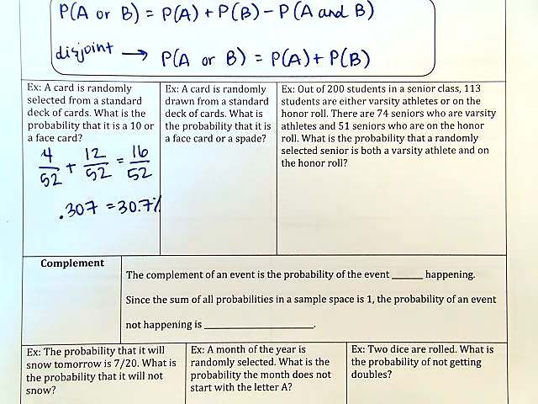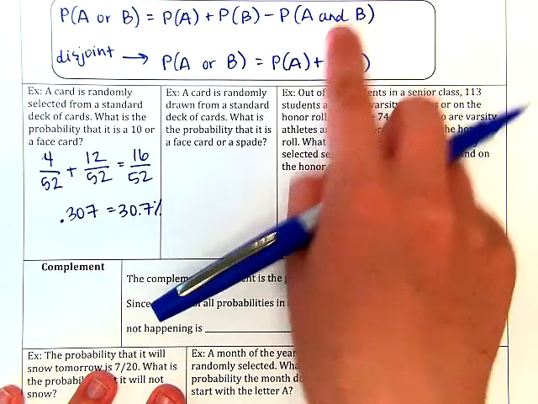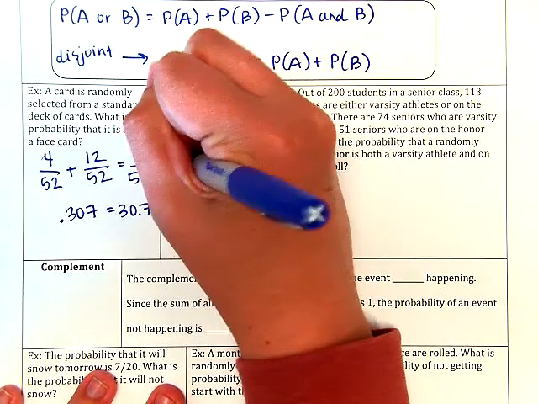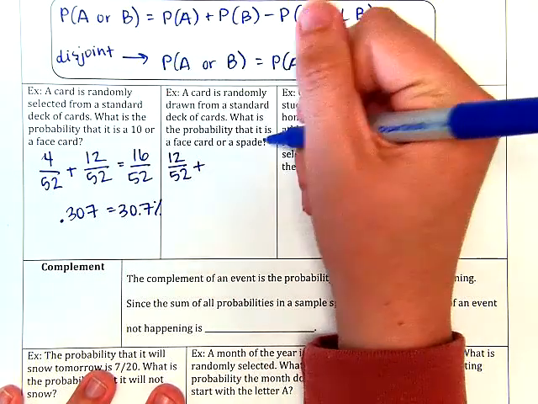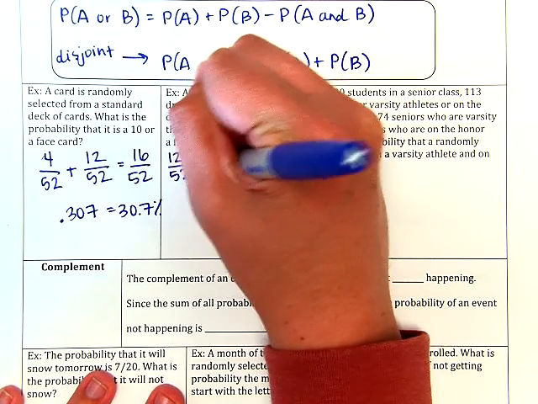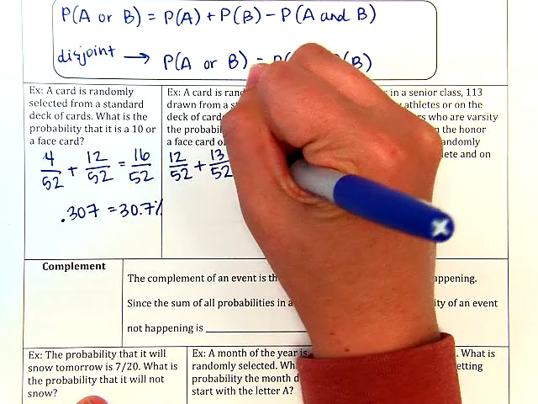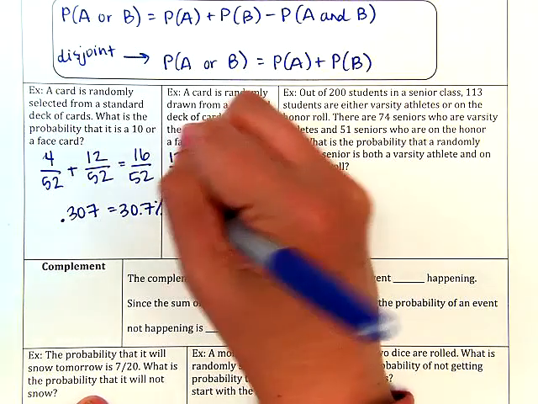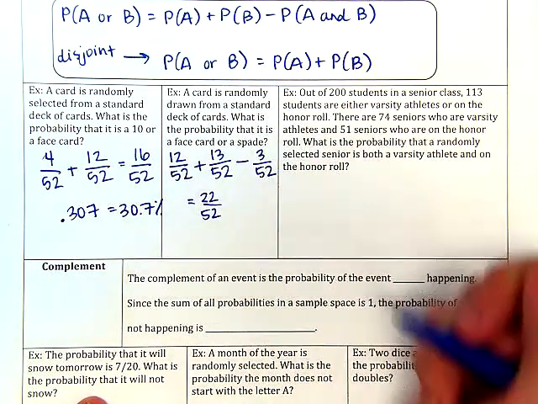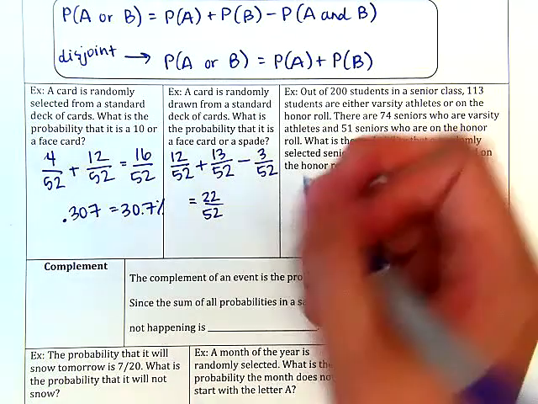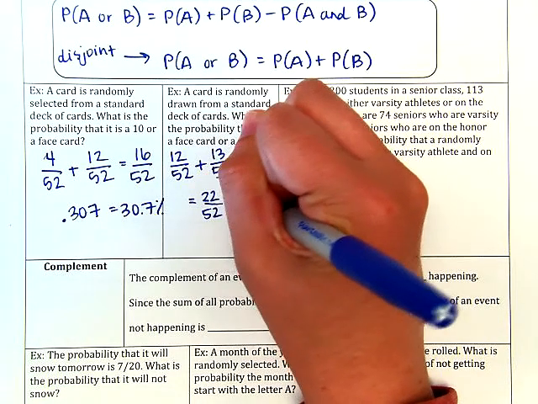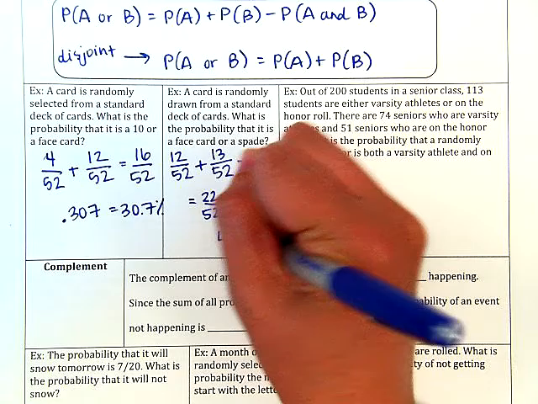A card is randomly drawn from a standard deck of cards. What's the probability that it is a face card or a spade? Okay. Can it be a face card and a spade? Yes, it can. So this time we're using this top formula. So the probability of a face card, 12 over 52, plus a spade, there's 13 of those, minus how many face cards are spades? 3 of them. So then it comes to 22 over 52, which is 0.423, 42.3%.